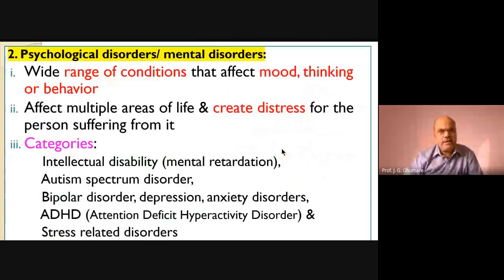Okay. Second one, and some of you must have discussed this in psychology. This is called psychological disorder, or we call it mental disorder, a range of conditions that will affect the mood, thinking and behavior of the person. Mental disorder is a major problem, remember. It affects multiple areas of life and creates stress in the body for a person suffering from it. Categories are there. Maybe intellectual disability, a mental disability, an inability to concentrate. Autism spectrum disorder, this is seen in children. Bipolar disorder, or it could be depression and anxiety.